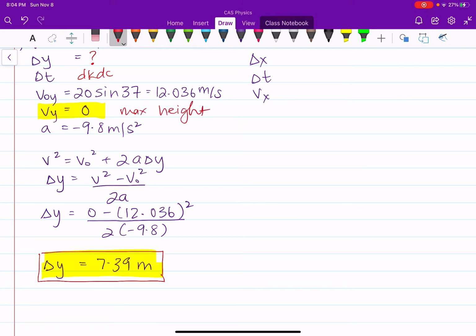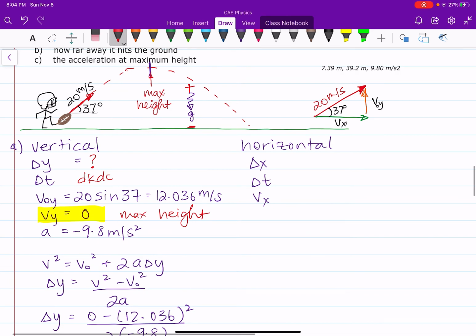So now I'm not dealing with the maximum height. I want to know what's going on with the football when it's down here now. The football is going to end up down here, and I want to know the x distance, right? So we're looking for this distance here, delta x.